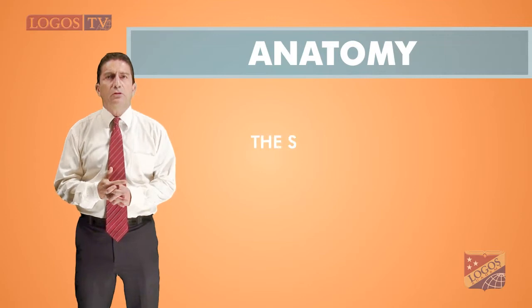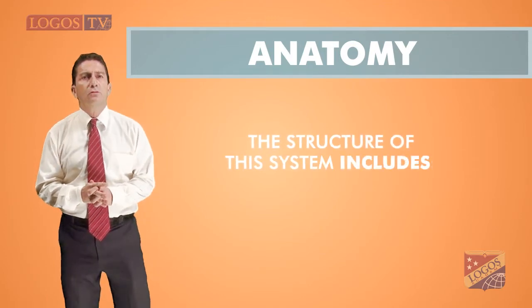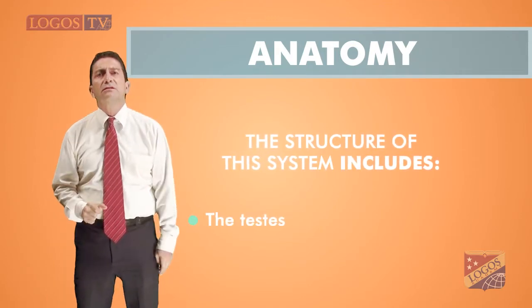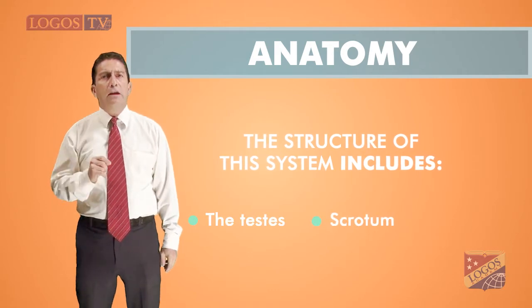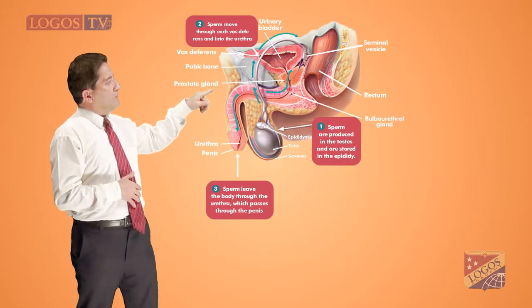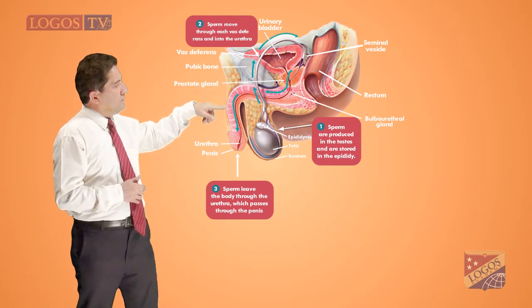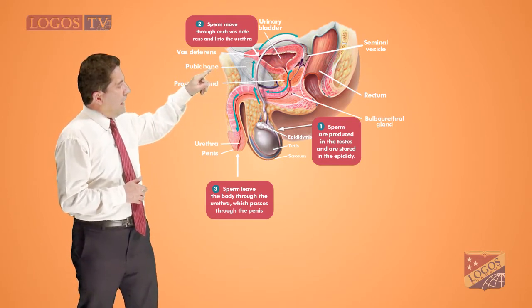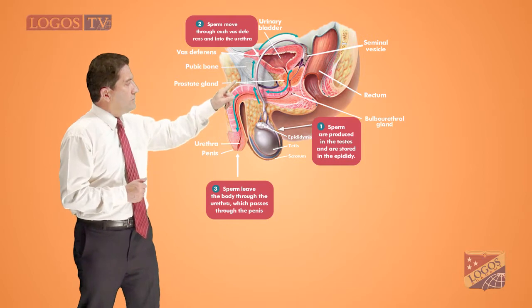Secondly, we have the anatomy. The structure of this system includes three things: the testes, the scrotum, and the penis. As you can see here in this picture, we have it: the penis, the testes, and the scrotum, which covers the testes.